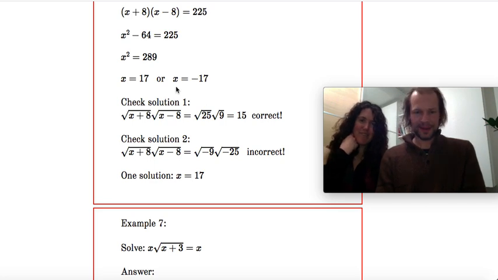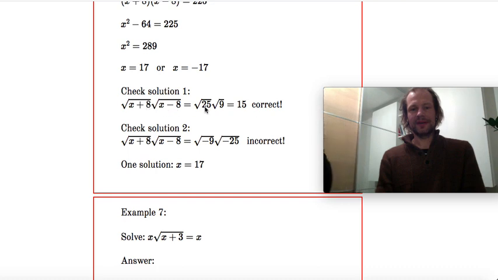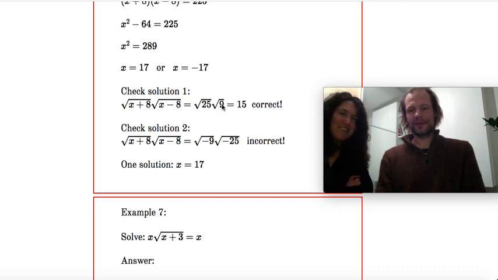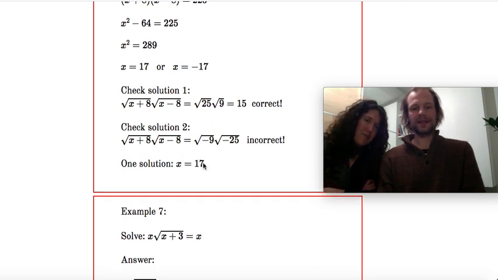Yeah, and then we have to check again. Check! Square root of apparently 25. One of them is correct. 5 times 3 is 15. Yeah. The other one is not correct because we have a negative thing. Oh yeah, and that could never be. X is 17.